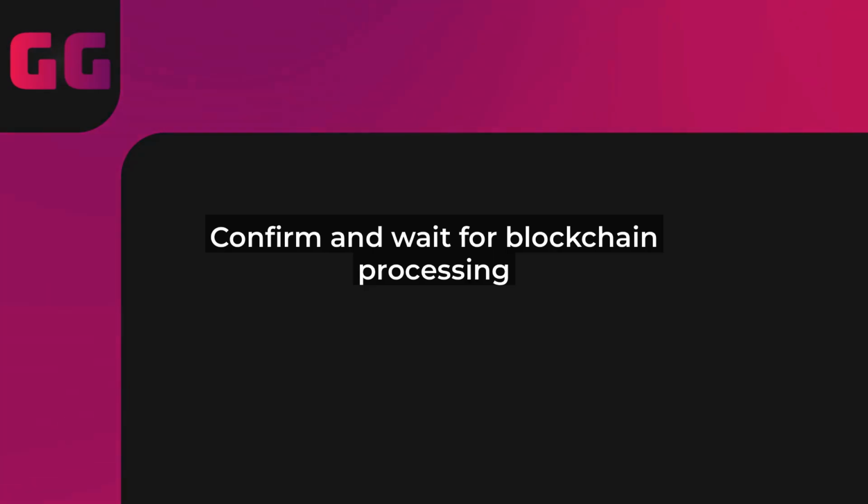After you confirm, wait for the transaction to process on the blockchain. It usually takes a minute or two in 2025, thanks to faster networks. Once it's done, head back to your Coinbase wallet and refresh to see your USDC arrive. And there you have it. You've successfully transferred your USDC.